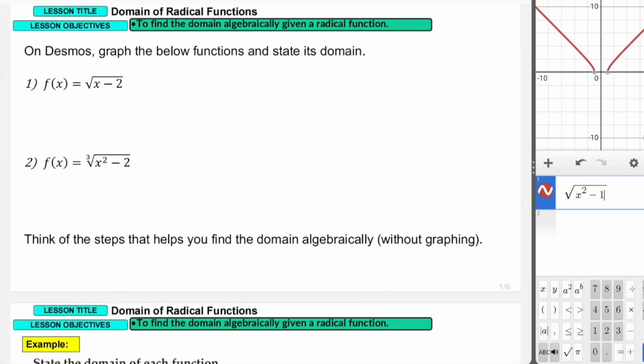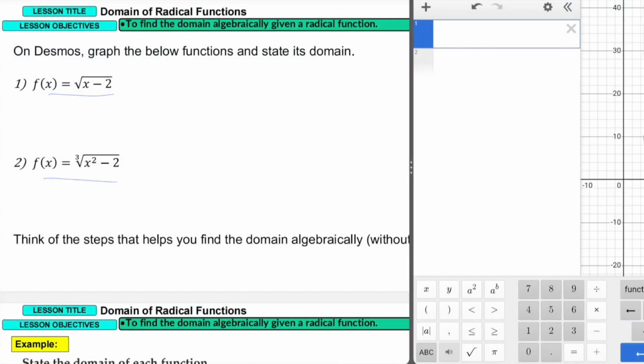Hello everyone, today's lesson is about how to find the domain of radical functions algebraically without graphing. So I want you to start by thinking how can we find the domain of these two functions if we graph them using Desmos. So here's the Desmos graphing application.